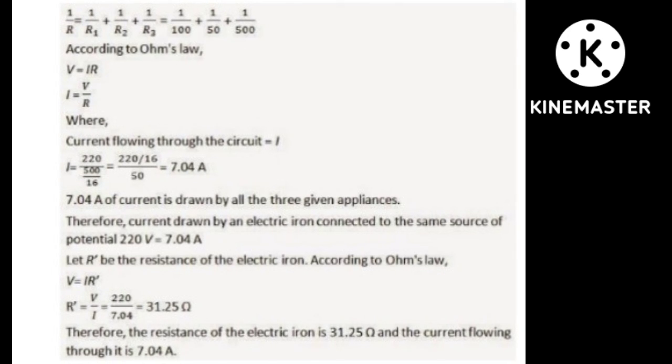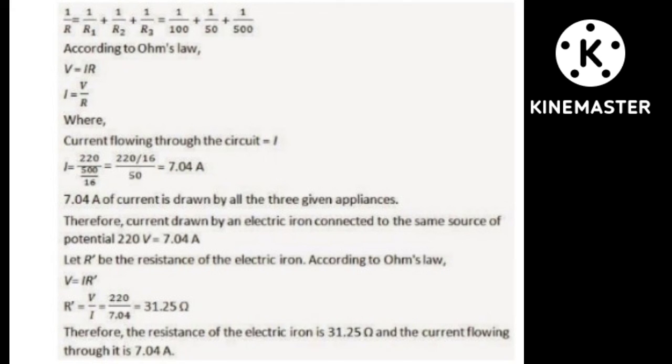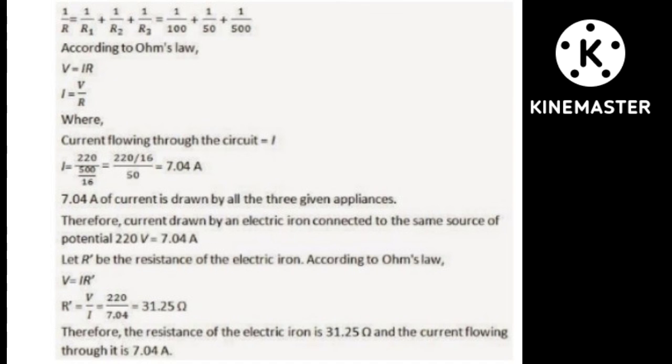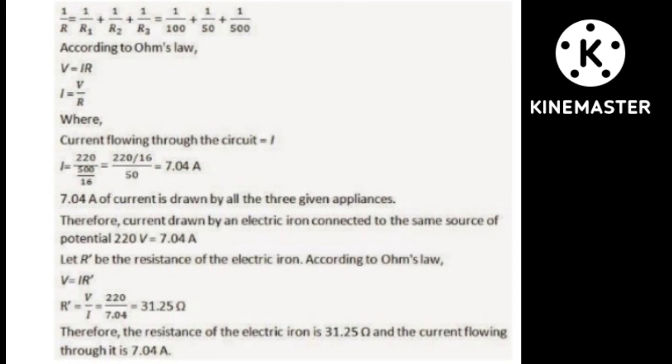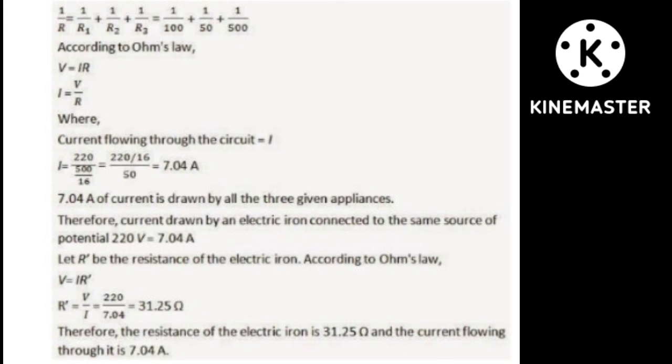Now let R dash be the resistance of an electric iron. Then again from Ohm's law, we will get V is equal to I into R dash. So we can find R dash as R dash is equal to V by I. So when we substitute the values of V and I, we will get 220 by 7.04, that is equal to 31.25 ohm. That is the resistance of the electric iron. Okay, and the current flowing is 7.04 amperes.